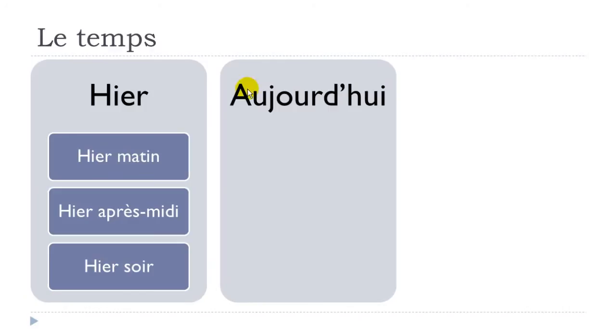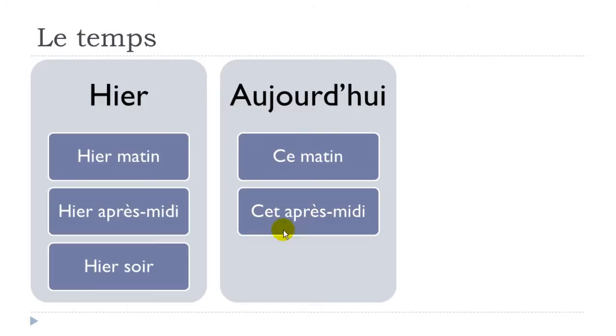Okay? So now, aujourd'hui. Today. Aujourd'hui. Ce matin. So we put here this ce. This. Matin. Morning. This morning, ce matin, cet après-midi, this afternoon, ce soir, evening, this evening, ce soir, all right?